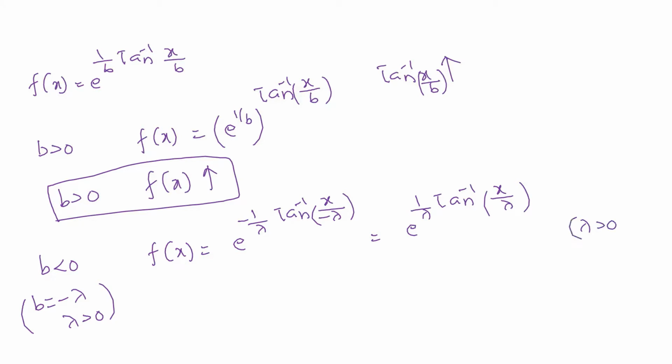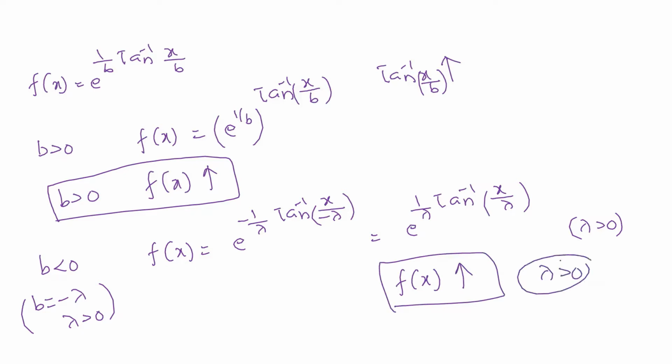Now we have already seen this. When this value is positive, the right hand side is going to be increasing. That means f(x) is also going to be an increasing function when lambda is greater than 0. That means it is also an increasing function when b is less than 0.